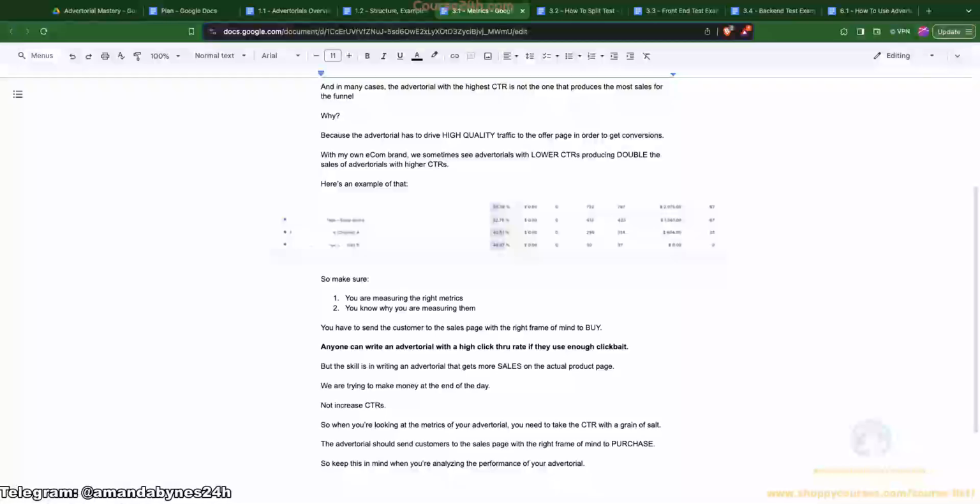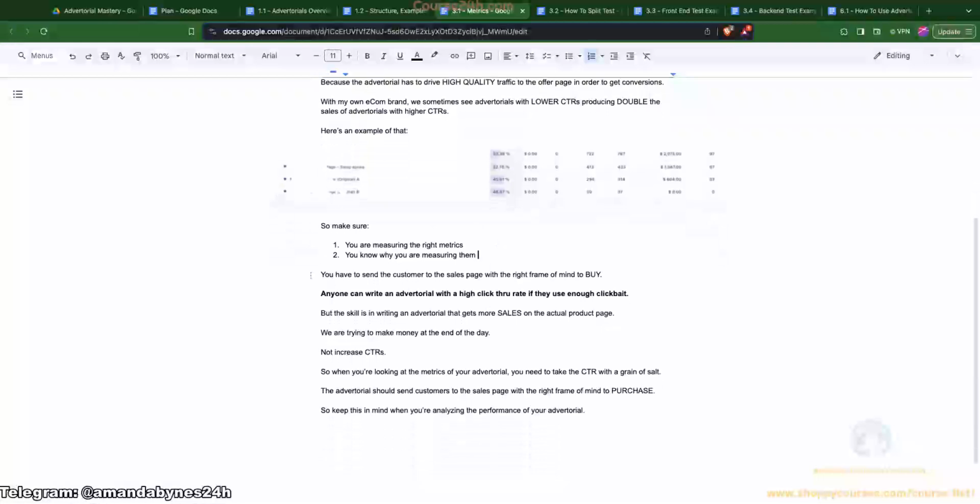And also make sure you know why you're measuring certain metrics and why the metrics are being affected. And that comes down to how you split test, and we'll get into that in the next video. But in general, you have to send the customer to the sales page with the right frame of mind to buy. Anybody could write an advertorial with a high click through rate if they use enough clickbait. If I write an advertorial that says, click here and you get the product for free, it's going to have 100% click through rate on cold traffic because everyone likes free stuff.